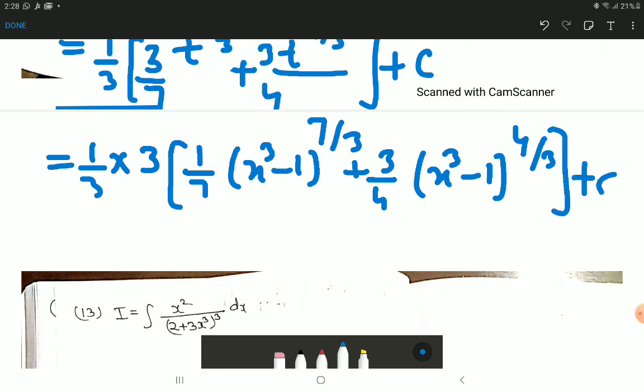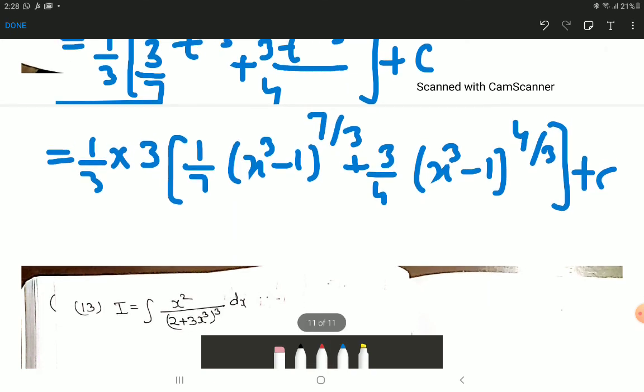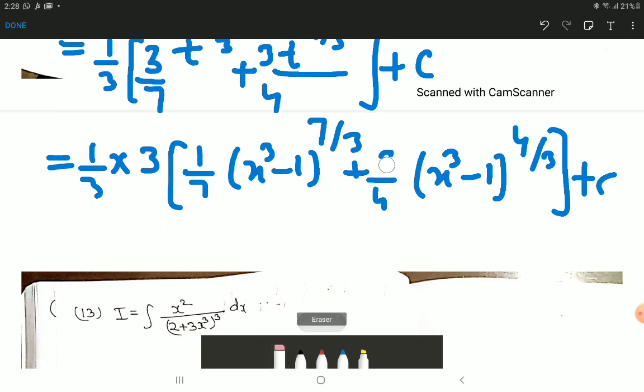I have written this 3 by mistake because it was taken common. So you see it should be 1 by 4, because 3 has been taken common and this outside 3 is cancelled. Afterwards, if you wish, you can take x cube minus 1 whole power 4 by 3 also as common, but that is not necessary.